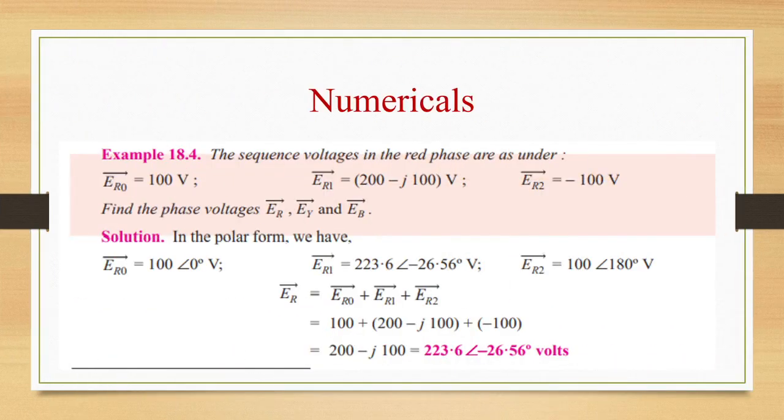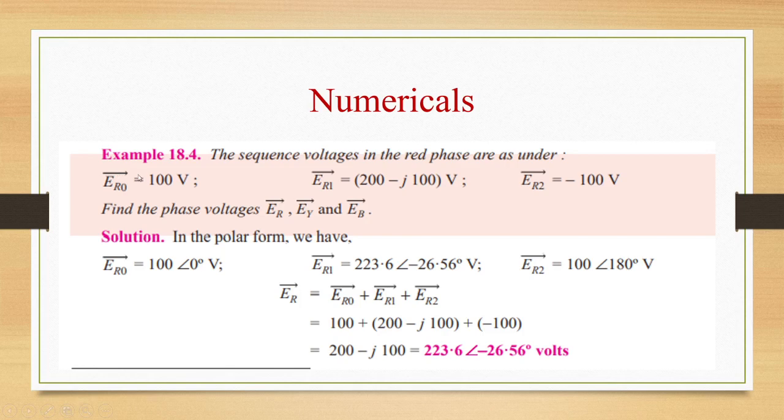The sequence voltages in the red phase are as under: ER0 is 100 volts, ER1 is 200 minus J100 volts, ER2 is minus 100 volts. Find the phase voltages ER, EY and EB. So let us see the solution. In the polar form, we have ER0 as 100 angle 0, ER1 will be 223.6 angle minus 26.56 degree volts, ER2 will be 100 angle 180 degree volts.